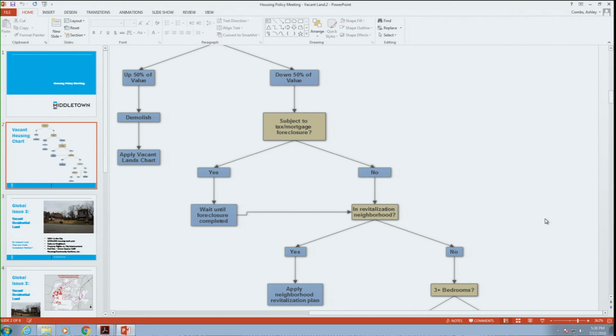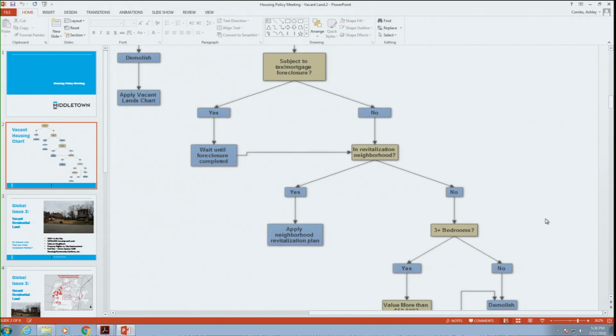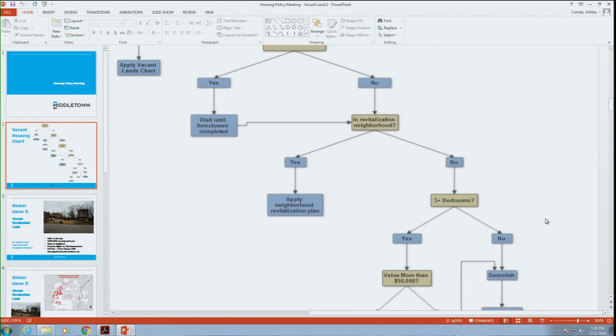Is it in a revitalization neighborhood? We're going to talk about which neighborhoods and in which order we're going to do it. If it's in one of the revitalization neighborhoods, we have a revitalization plan for that neighborhood.